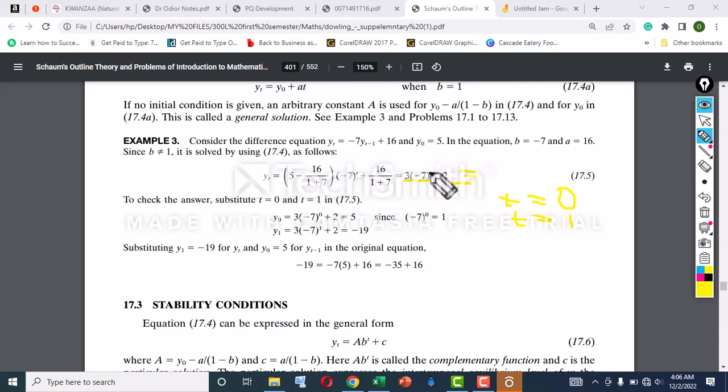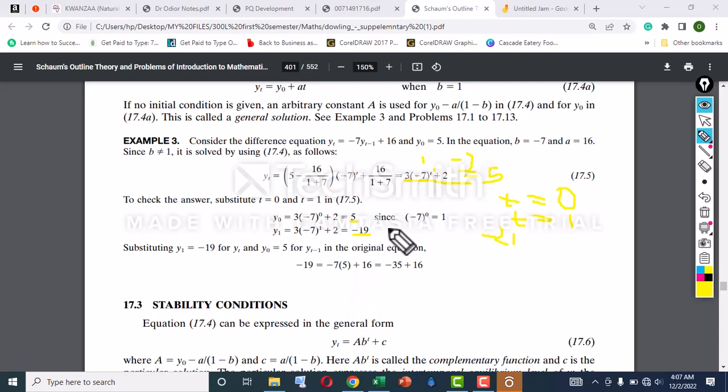So minus 7 raised to power 0 will be 1. We now have 3 times 1, which is 3, plus 2, which is 5. That's how they get 5 here. So when t is 0, we are going to have 5. But when t is 1, it simply means minus 7 raised to power 1, which gives minus 7. So minus 7 times 3 is minus 21. Minus 21 plus 2 is minus 19. That's how you get this minus 19 here. So when t is 0, we have 5, and when t is 1, we have minus 19.